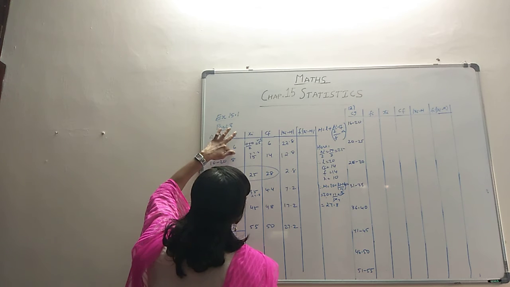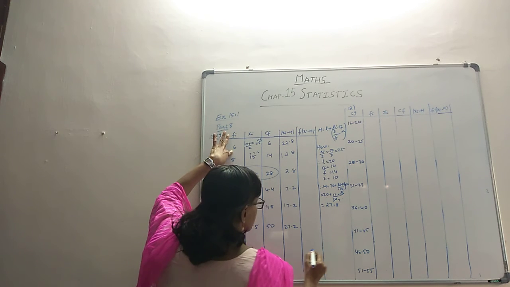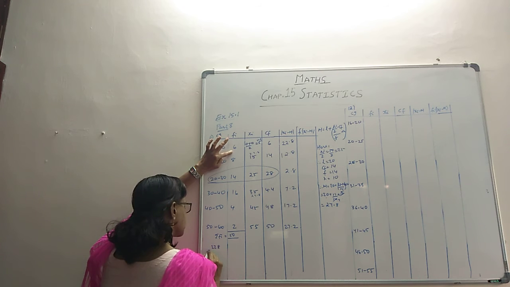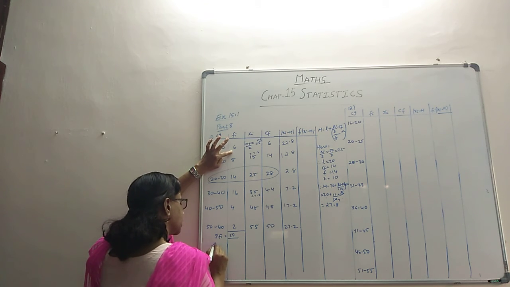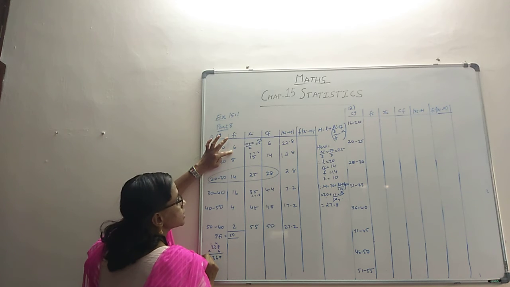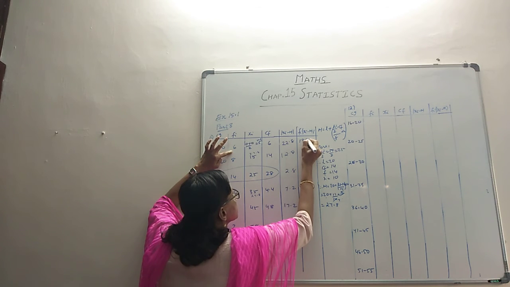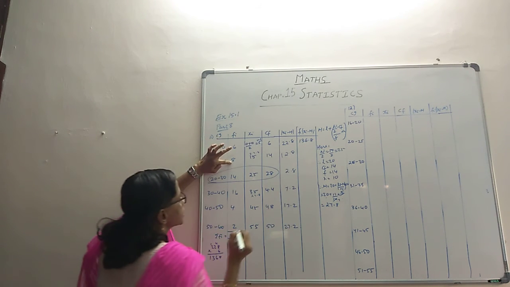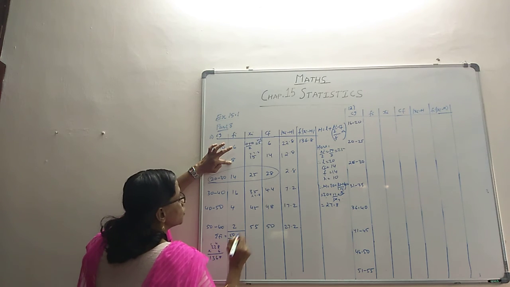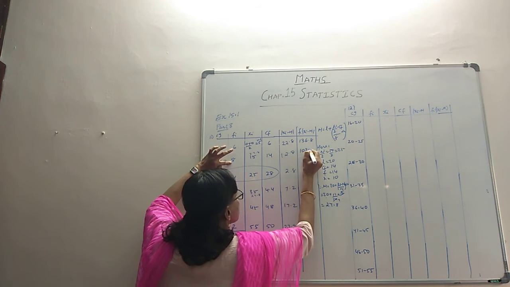Now fi into this. 22.8 into 6. 6 8s are 48, 6 2s are 12, 13, giving 1368 with 1 decimal, so 136.8. Next, 12.8 into 8. 8 8s are 64, 8 2s are 16, 22, 8 1s are 8, 9, 10. That gives 1024 with 1 decimal, so 102.4.